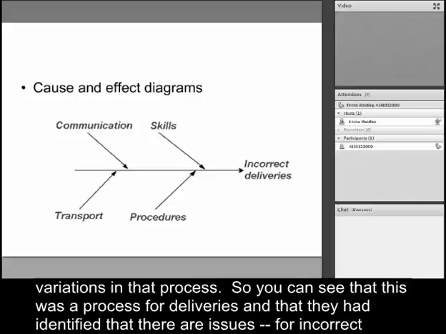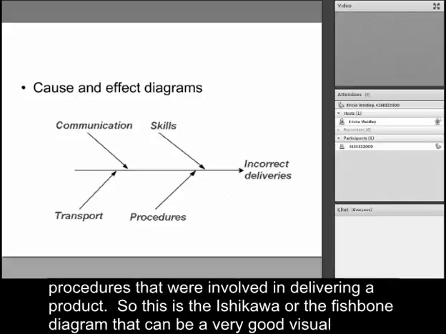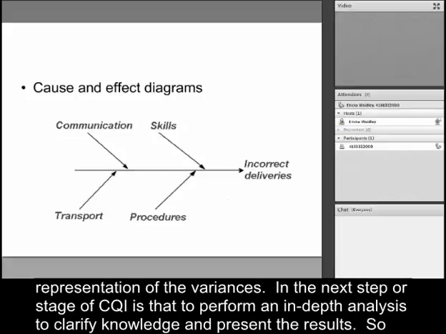So you can see that this was a process for deliveries and that they had identified that there are issues for incorrect deliveries, and the variances along their value stream they'd identified as communication, skill levels, transportation levels, and the actual procedures that were involved in delivering a product. So this is the Ishikawa or the fishbone diagram that can be a very good visual representation of the variances.